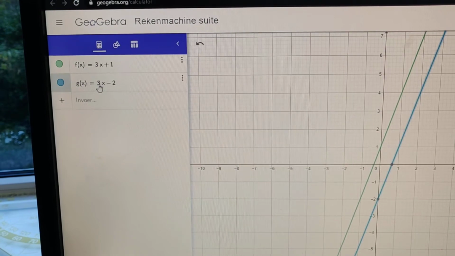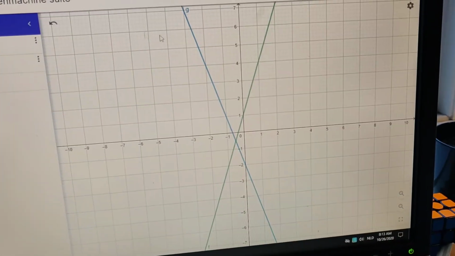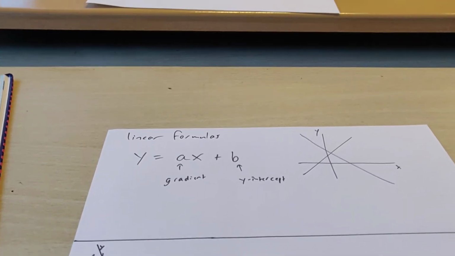And if the gradient is negative, so if I put a minus in front of the 3, then you'll see that the line goes down. So if you go 1 to the right, you go 3 down. So this is the basics for linear formulas.